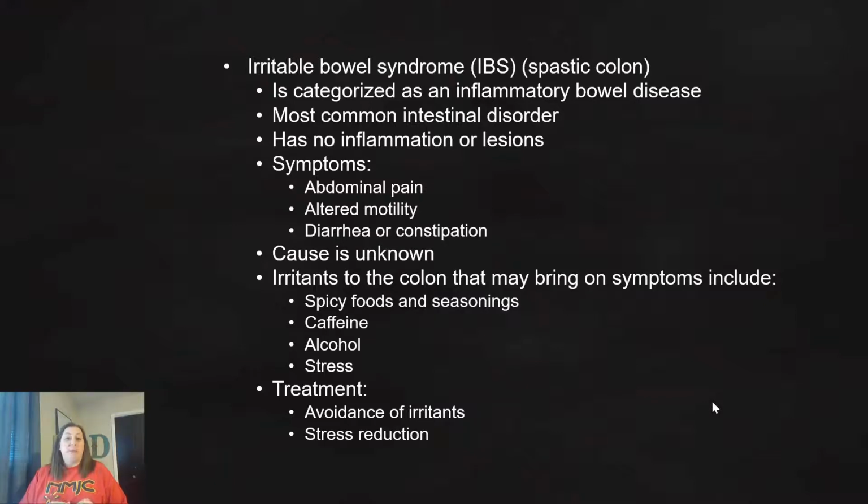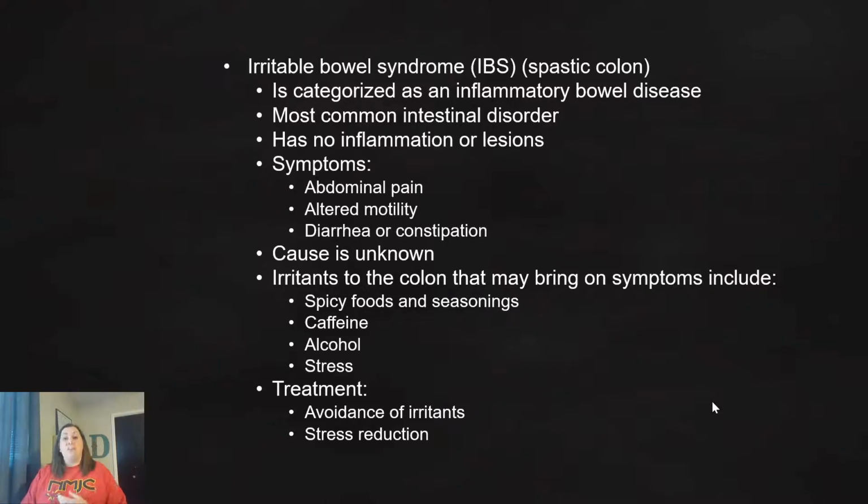Symptoms include abdominal pain. We see an altered motility in how the food and the feces moves through these structures. And then also we have diarrhea or constipation. And a lot of times they will switch back and forth between these. They'll have a period of time where diarrhea is more of an issue and a period of time where constipation may be more of an issue.